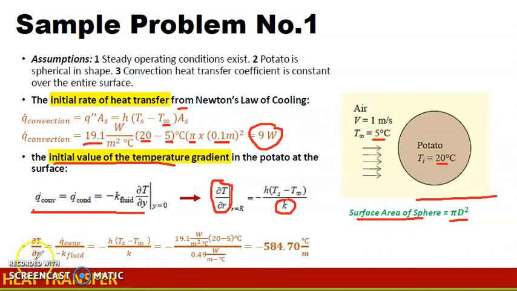So substituting all of this in the equation, our temperature gradient, or the temperature at any point along the radius, is the negative of this quantity, and substituting all the values, we have negative 584.7 degrees Celsius per meter. Meaning, the temperature will vary per meter of the radius. So this is the difference of temperature per meter of the radius of the potato: negative 584.7 degrees Celsius.